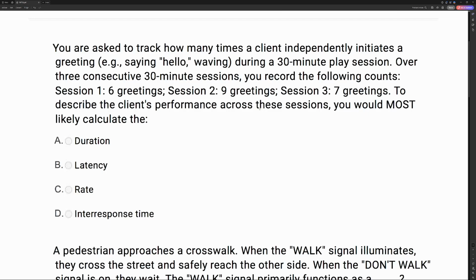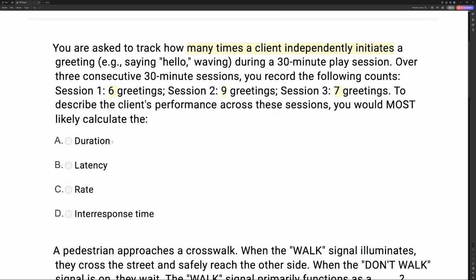Now, this is a measurement question, but it's a little more challenging because you've got to think along the lines of, if you were the analyst, what measurement would you choose to record the performance of the client? Well, let's figure out what we're tracking. We're trying to figure out how many times a client independently initiates a greeting. And so our target behavior is going to dictate our measurement. So if we want to know how many times, what is that telling you? Well, it's telling you we need some sort of count, right? And then when we look at our data, we have a count, 6, 9, and 7. So if we have these counts, it's got to be related to frequency somehow.